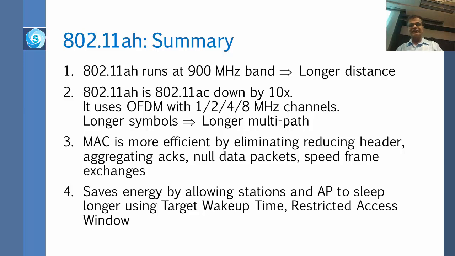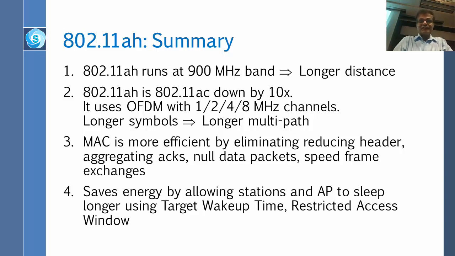That brings us to the end of AH. It runs at 900 megahertz, and you know why at 900 and not at 2.4? Because 900 goes much farther, right? At least 3 times longer, if not more. And they didn't have to invent a new PHY for it. They just took 11AC and clocked it down by 10x. What does that mean? The time domain duration is 10 times, and in the frequency domain it is 1/10. So longer symbols, longer multipath. So now you can go longer distance.